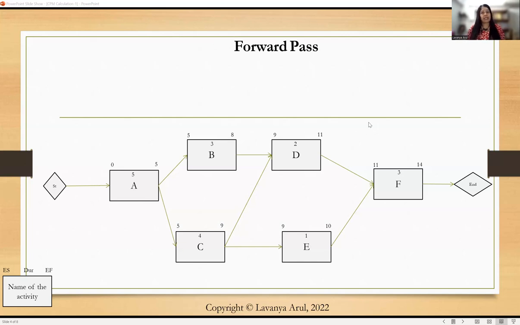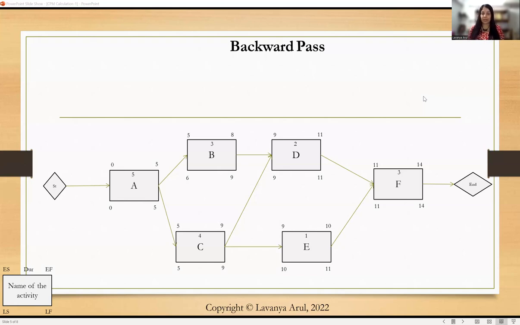Since we have already seen how soon you can start and how soon you can finish an activity, let's move on to the next one, which is how late you can start an activity and how late we can finish an activity. That is what we are working out with the help of the backward pass. For the backward pass, we will be working out the late start and late finish. Below on the screen on the left-hand side, you're able to see the legends.